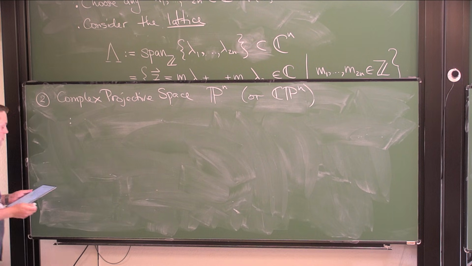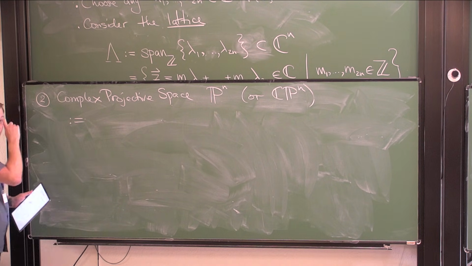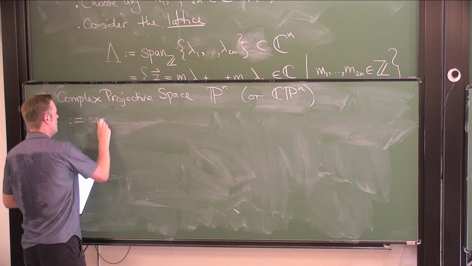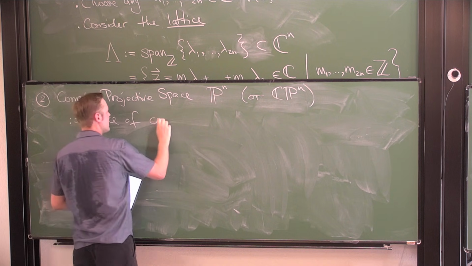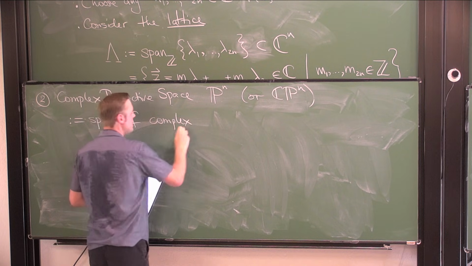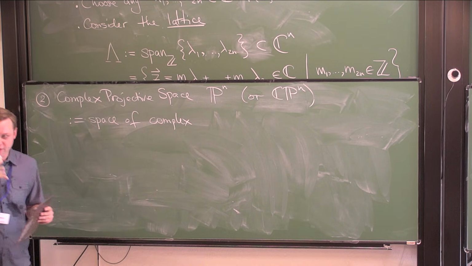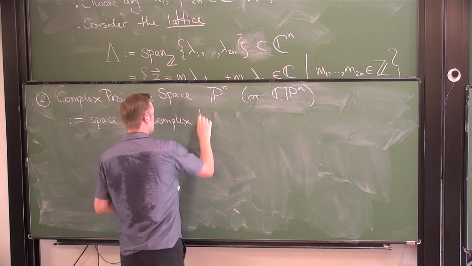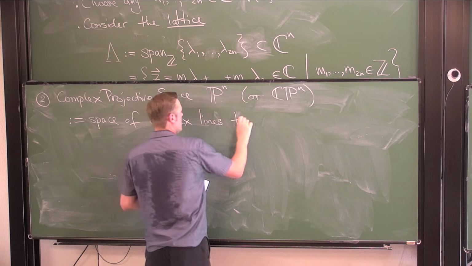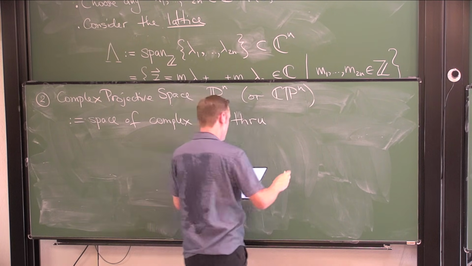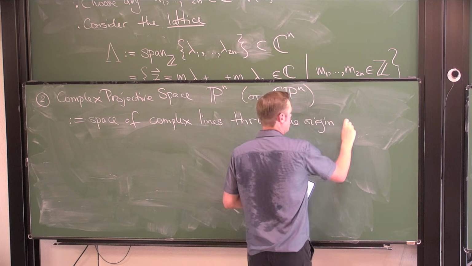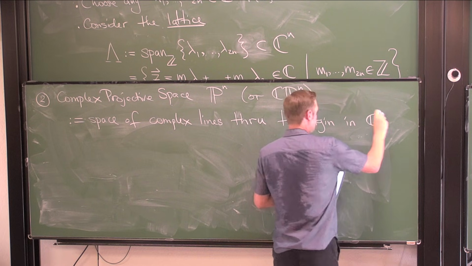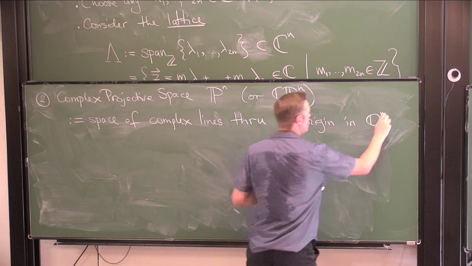So in one word, or in a sentence, this is the space of all complex lines. By a complex line, I mean a one-dimensional complex vector subspace. So all complex lines through the origin in C^(n+1).